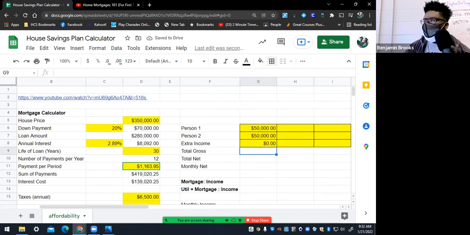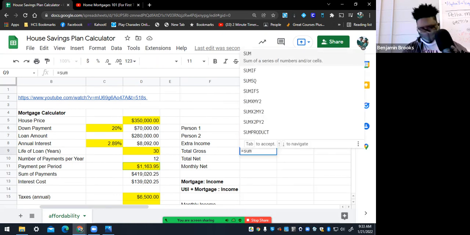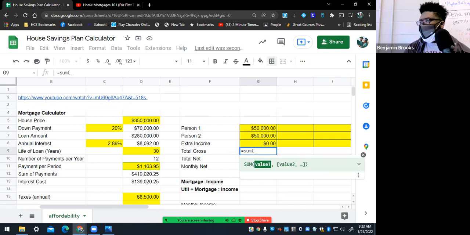Cool. Now, your total gross, this is how much you're actually going to be making, will obviously be all three sources of income put together. So we can say real easy, equals sum of basically the values G6 through G8. So we can just say G6, G8.